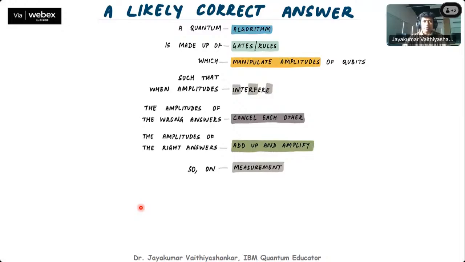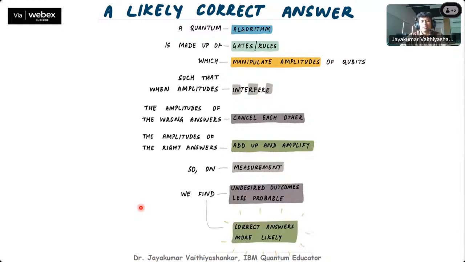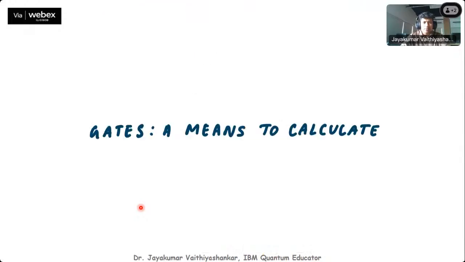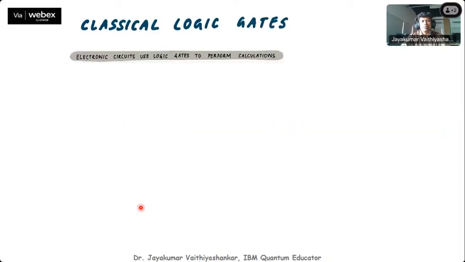In classical computing, if you run a program a single time, you get the result. But in quantum, you need to run multiple times, and only then do you do measurement. When you do measurement, you will find undecided outcomes less probable and correct answers more likely. It is like magic. We will cover the gates quickly.